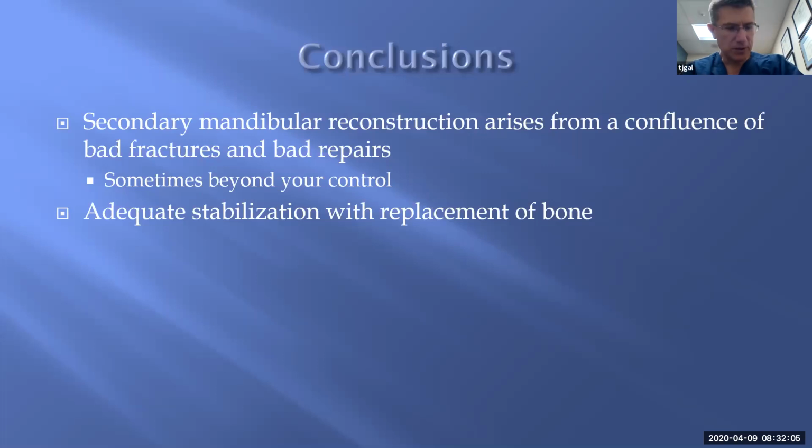And so in conclusion, and we're a little early, but that's okay. Secondary mandibular reconstruction arises from a confluence of bad fractures and bad repairs. Sometimes this is beyond your control. You do everything right and it just doesn't heal right because it's a dirty fracture. But once you've identified it and it happens, the best management is adequate stabilization with replacement of that bad bone. That can be something simple like a bone graft, frequently requires free tissue transfer.